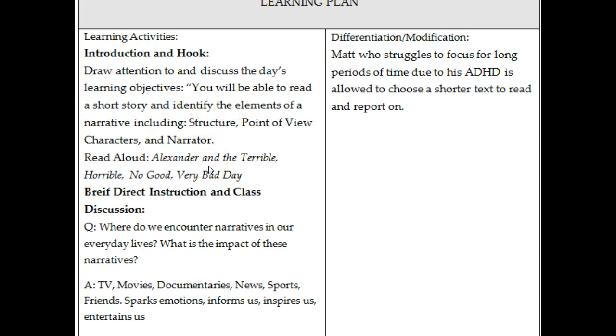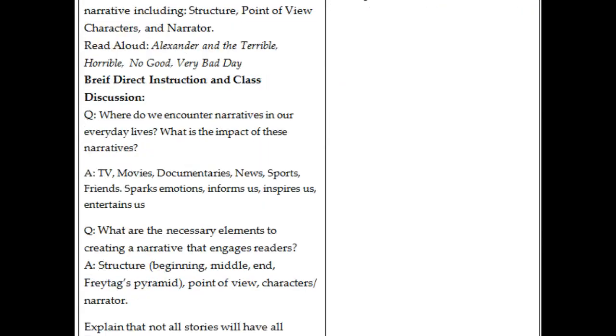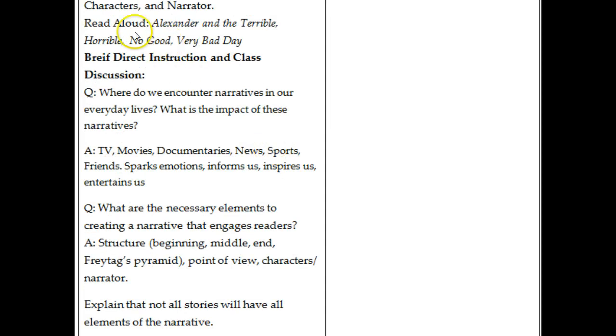Don't forget that one of the really good engagement strategies is allowing kids to experience before you label. So starting with the read aloud and then saying, okay, who was the narrator? What were the characters? Point of view, structure. That might help, okay? Tell me what your transition is going to be between the read aloud and the question. I like the fact that you're scripting out questions and anticipating student responses. Excellent. Then you ask, what are the necessary elements to creating a narrative that engages readers?